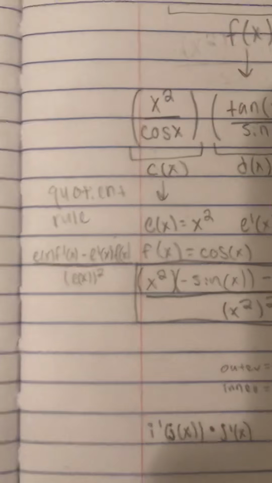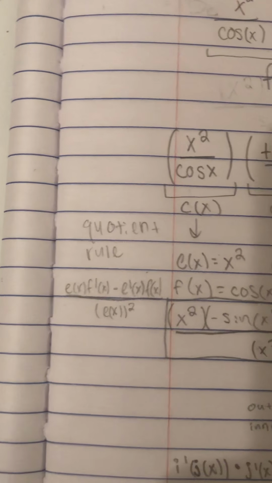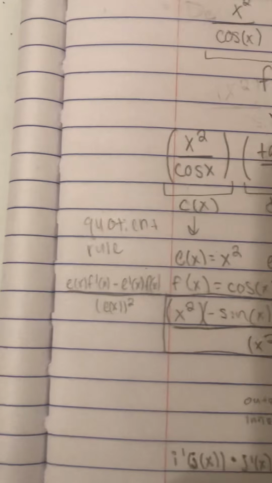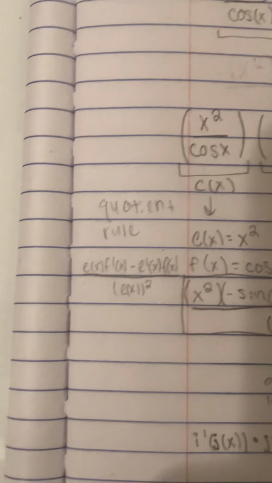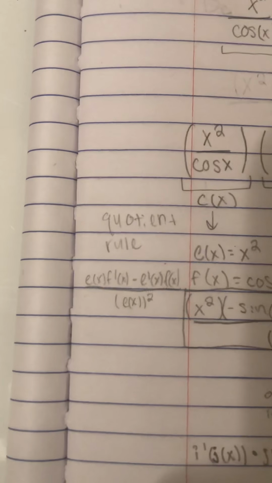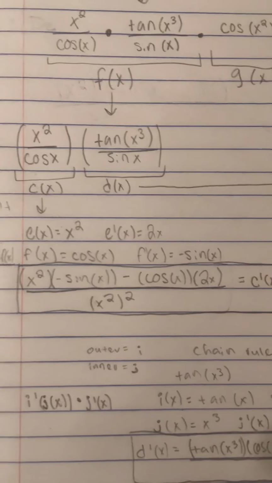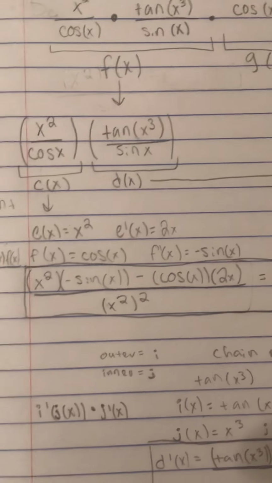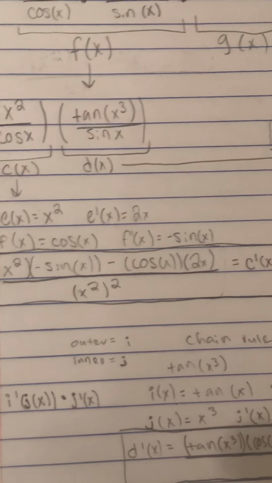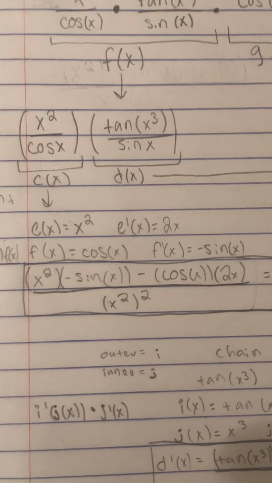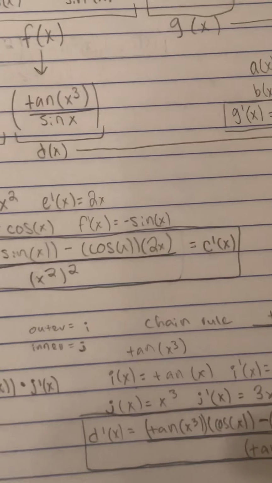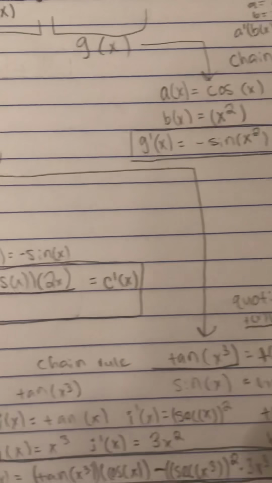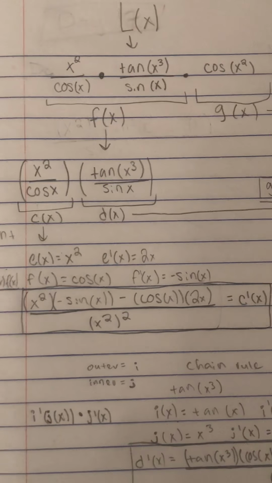And the quotient rule would say e of x times f prime x minus e prime x times f of x over e of x squared. So the equation would be x squared times negative sine x minus cosine x times 2x all over x squared squared, or x to the 4 if you want. And that would be c prime x.